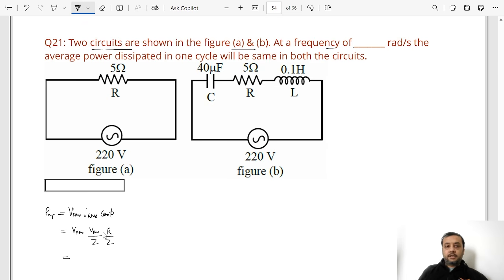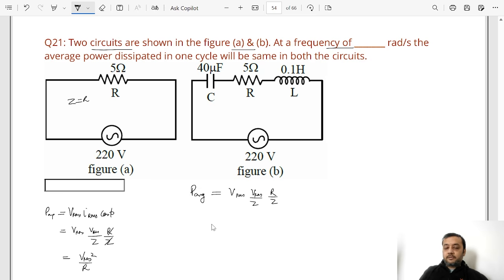Now look, in the first case it is a purely resistive circuit, so R will be equal to Z. In this circuit Z will be equal to R, so this and this will get cancelled, and this formula becomes Vrms square by R. Now in the second circuit, we want the same power to be dissipated. If I use the same formula, Vrms you can see is the same value. Irms again you can write as Vrms by Z, and cos phi will be R by Z.